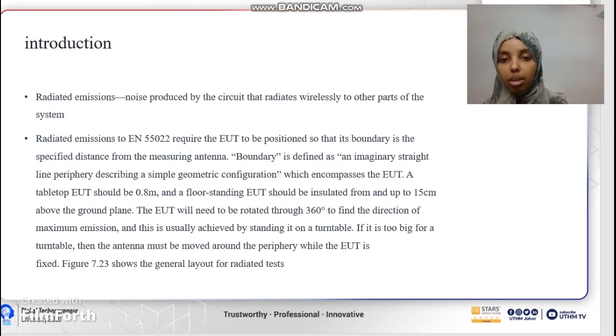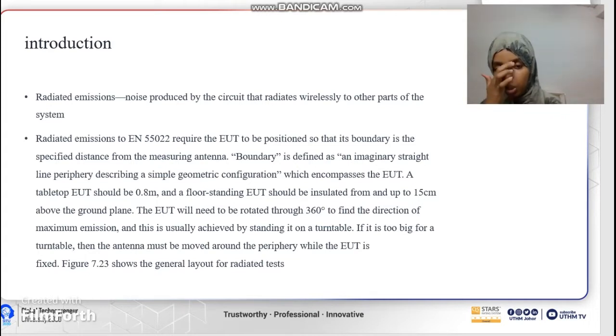noise produced by the circuit that radiates wirelessly to other parts of the system is radiated emission. Radiated emission testing to EN 50 requires the EUT to be positioned so that its boundary is at the specified distance from the emission antenna. The boundary is defined as an imaginary straight line, preferably described in a simple geometric configuration, which encompasses the EUT. A tabletop EUT should be 0.8 meter high, and a floor-standing EUT should be insulated from and up to 15 centimeters above the ground plane.